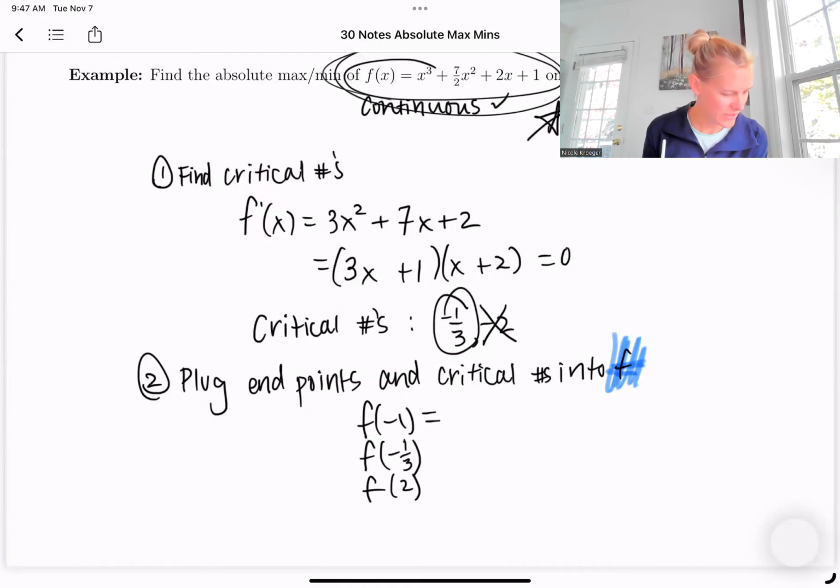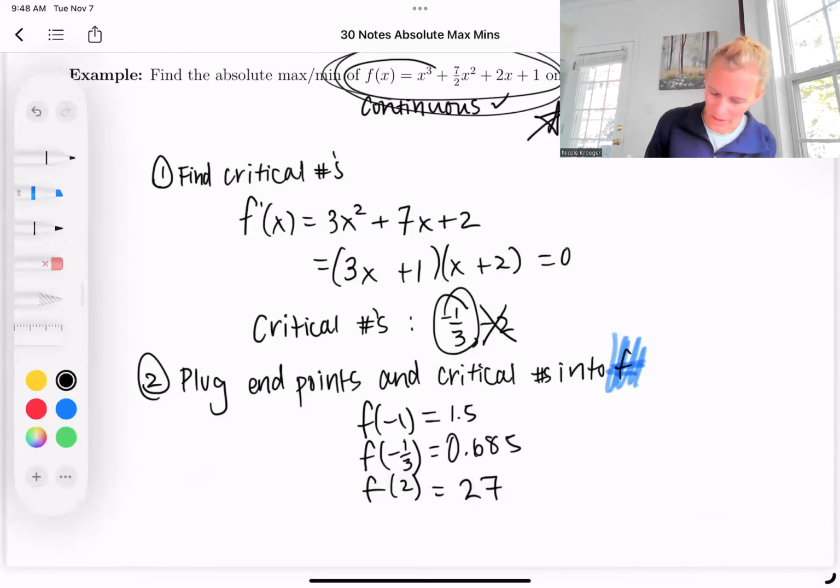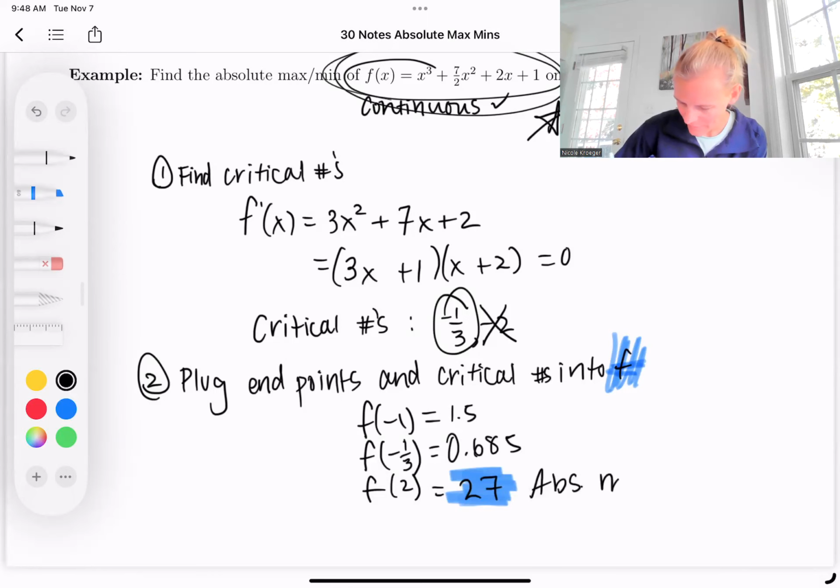And when we do that, when I plug -1 into that, I get 1.5 out. You guys should actually do the work, plug it into a calculator. When I plug -1/3 in, I get 0.685. And when I plug in 2, I get 27. So now we look at the y values that we've gotten. This is my biggest y value. So this tells me that my absolute max is 27 and it occurs at x equals 2.